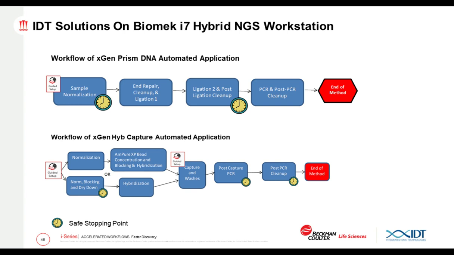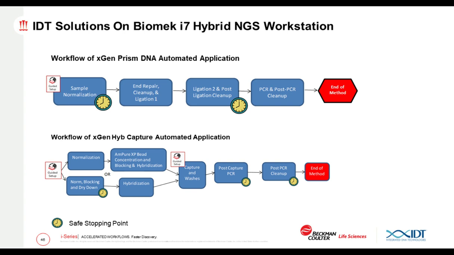In the following figures, the white square is the DEC setup and the yellow time symbol is the recommended safe stop points. This is a flow chart showing how automated application is handled on i7. The automated protocol for Prism is a full walkaway solution once the DEC is set up using guided setup. But it is flexible to run modularly so users can plan their day. It starts at normalization and final library is ready after the PCR cleanup.